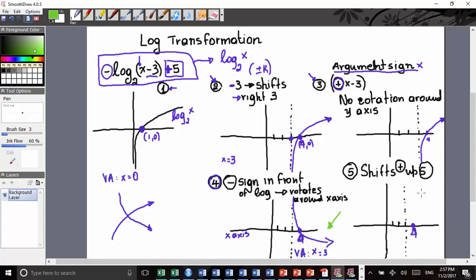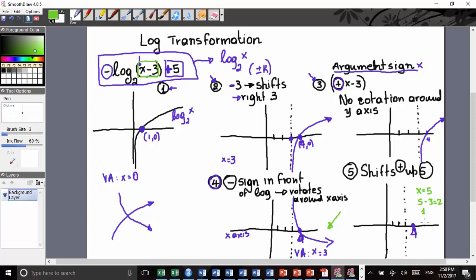The best number that I can choose should be a number for x such that will change the argument into the base. So what I want is to choose an x such that will make x minus 3 equal to 2. If I change my x here to 5, then 5 minus 3 is equal to 2. And in this case, the log of 2 is going to be 1.